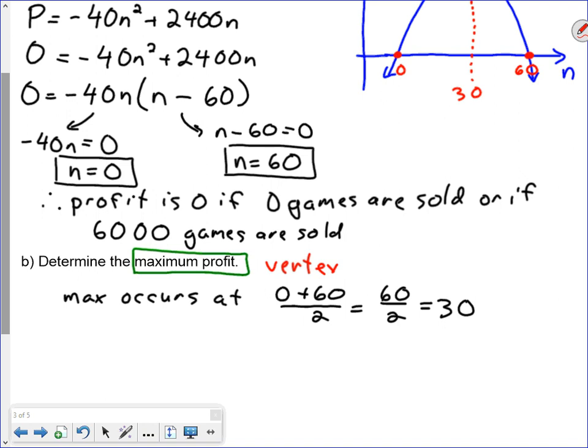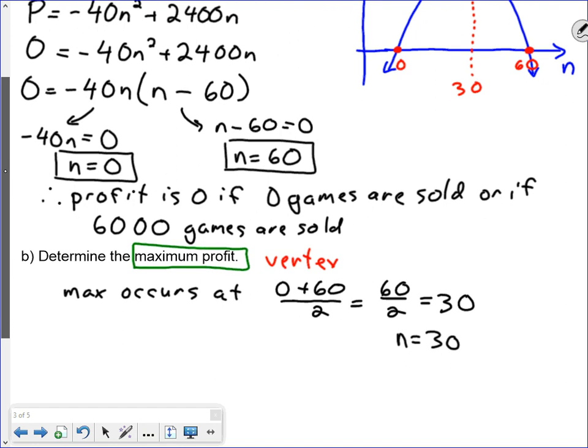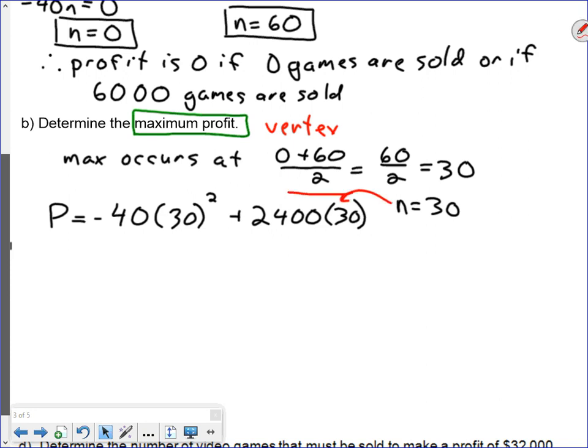So when 30 games are sold, that is where we are going to get this maximum. Now, they're not asking us how many games we need to sell to reach the maximum. They're asking us what the maximum profit is. So what we have here is n equals 30. We want to figure out a value of profit. So we're going to have to sub this value back into our profit equation. So P equals negative 40n squared plus 2400n, and we're going to sub in n equals 30 into both of these. And then we just need to work out what this is. This is just some calculator work. So I punch this into my calculator and I get 36,000.